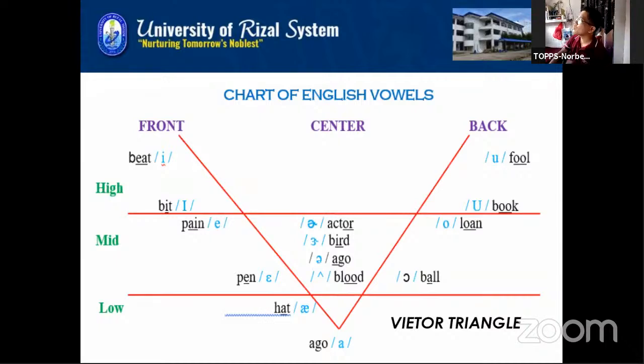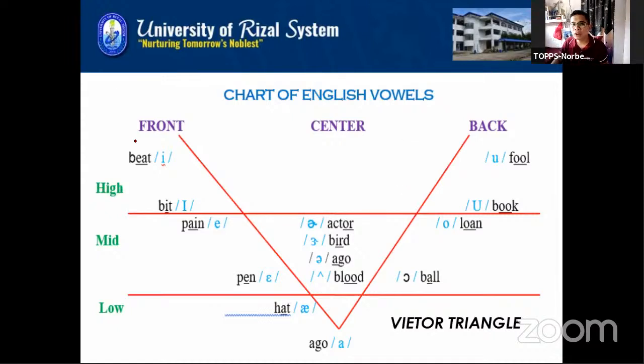So if you're just going to turn on this side, this is actually the triangle that we are pertaining to. This is the triangle that we are pertaining to in Vitor triangle. That's why it is a representation of our mouth. It describes to us the different positions of our jaw, the movement of our tongue, and how we control the release of the air.